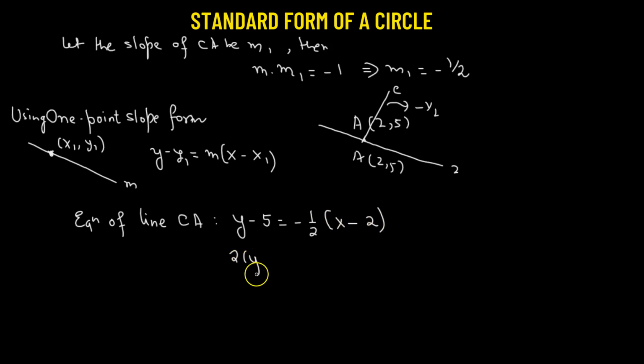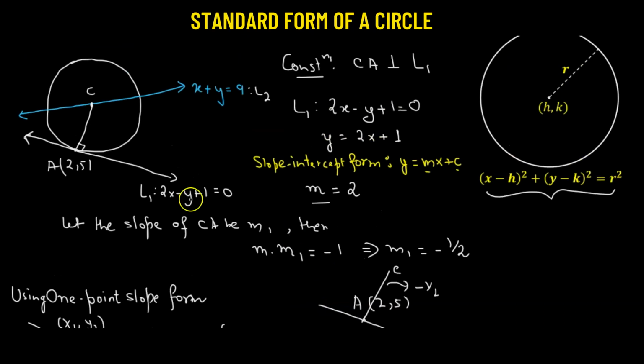So let's solve this. We get 2 times y minus 5 equals to negative of x minus 2. We get 2y minus 10 equals to negative x plus 2. Combining them, we get x plus 2y equals to 12. So this is going to be the equation of line CA.